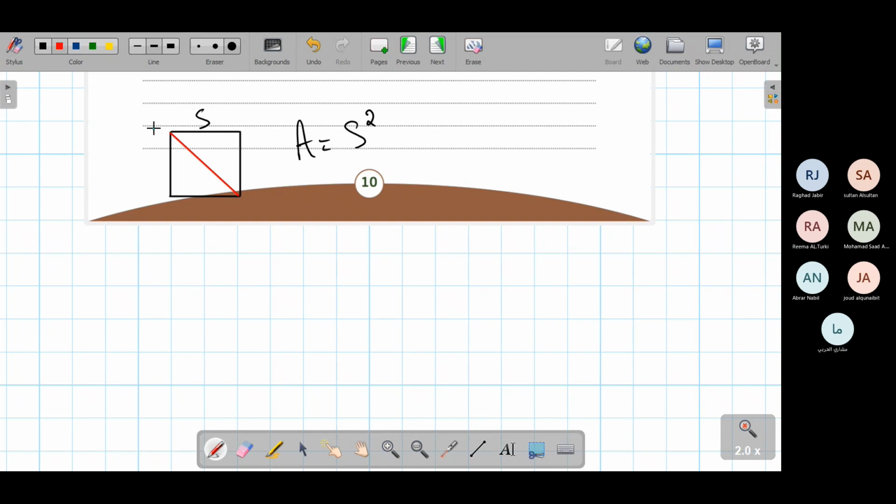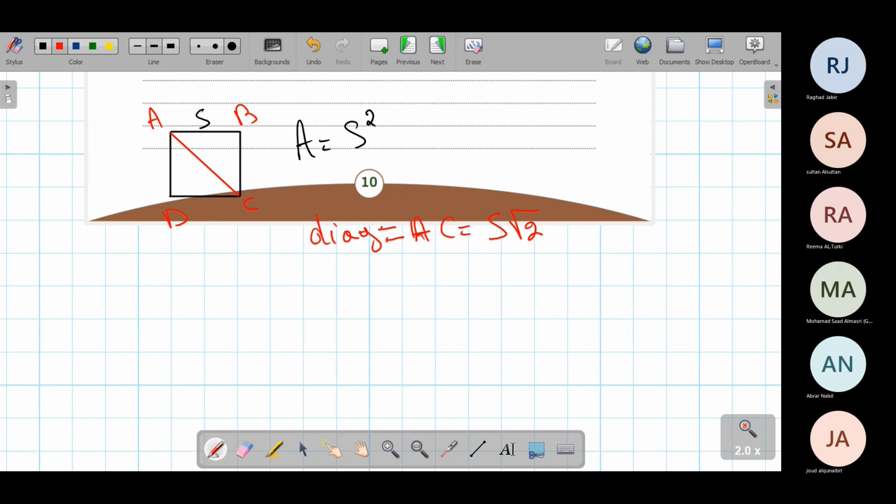The diagonal is the segment joining the two opposite vertices. So the rule says that the diagonal, which is here AC, is equal to S radical 2. If you want to calculate the diagonal of the square, you take the side and multiply by radical 2. For example, if S equals 4, the diagonal will be 4 radical 2. 5 radical 2. 7 radical 2. This is the first rule that I use, of course, for the area in this question.